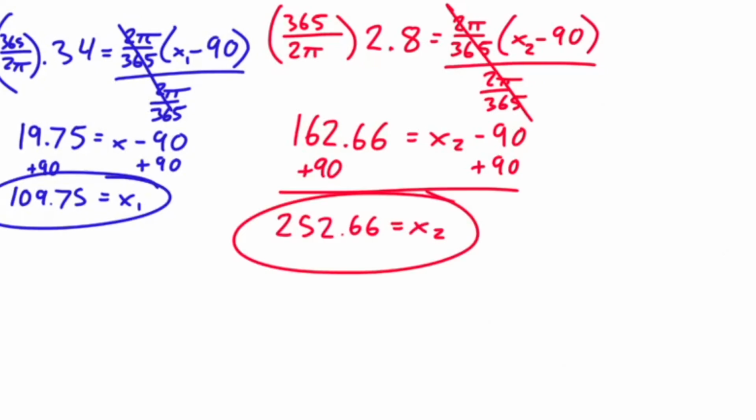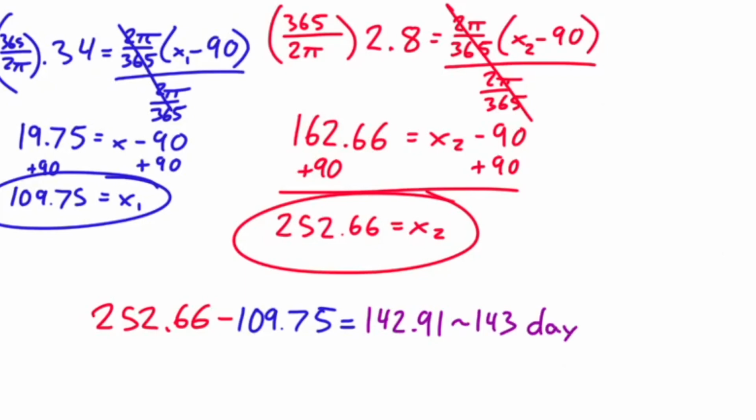All right, so we found the 2 days of the year where the temperature crosses over 70 degrees, and now we just have to find the number of days between them. So subtract them. So the answer is 143 days.